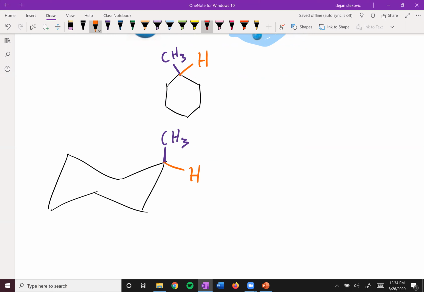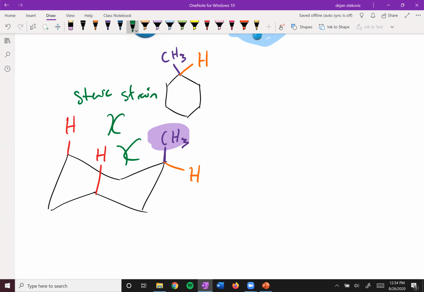If we think about what else is here, there are some axial hydrogens here and here. This methyl group is actually quite large, so there's going to be some steric strain from the methyl group interacting with the hydrogen groups. Let's check out what happens when we do a ring flip.